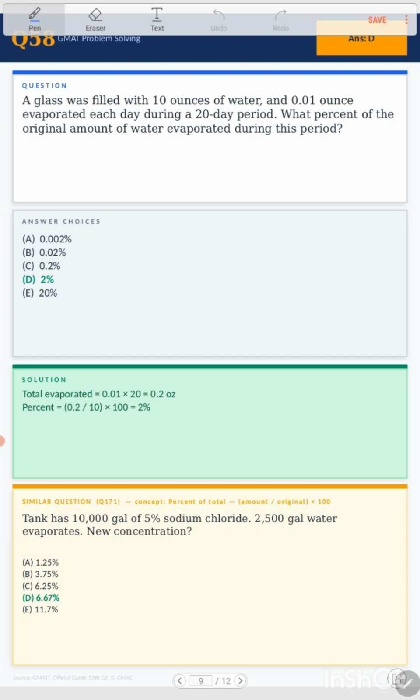A glass was filled with 10 ounces of water and 0.01 ounce evaporated each day during a 20-day period. So in 20 days, 0.01 times 20 is going to give us 0.2. 0.2 is what percent of 10? That's all they're asking. We could say 0.2 over 10 times 100%. So that gives us 2%. Remember the similar question to attempt.